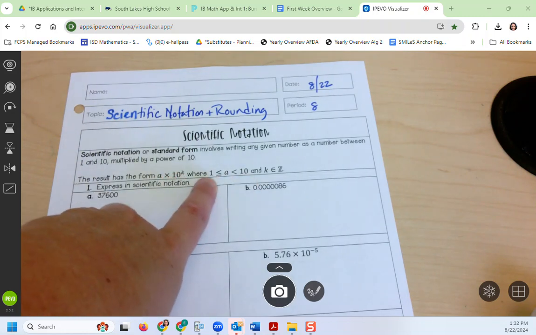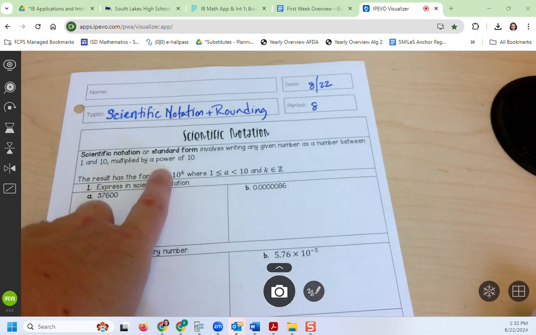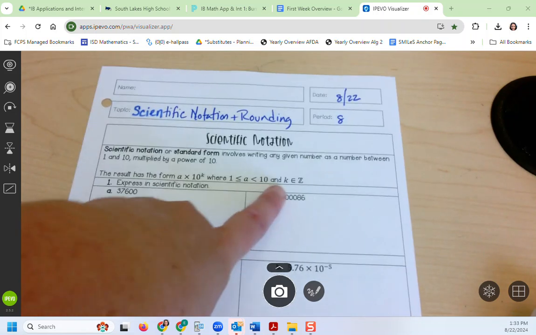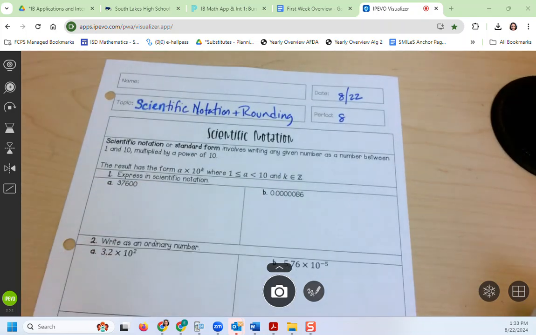This part is saying that a could be greater than or equal to 1 and less than 10, so that's the number in front, and that kind of makes sense too if you think about how scientific notation looks. It could be like a number like 3.5 times 10 to a power. K is an element of z. What is z? Has anybody ever seen that before? No? Okay. Very simple. It is the set of integers.